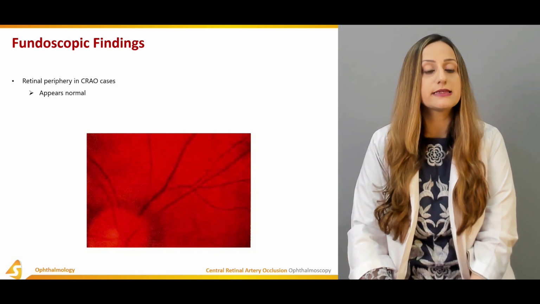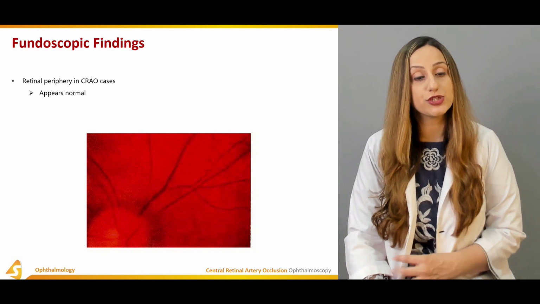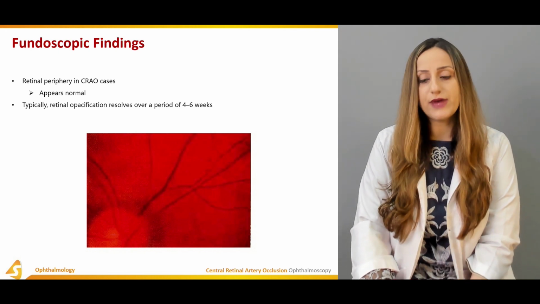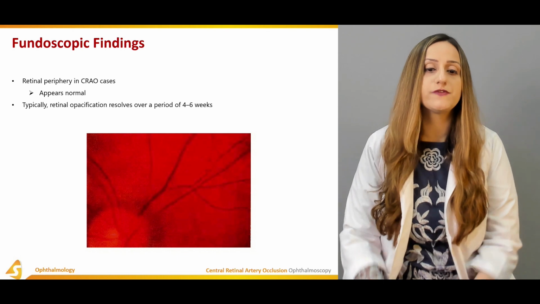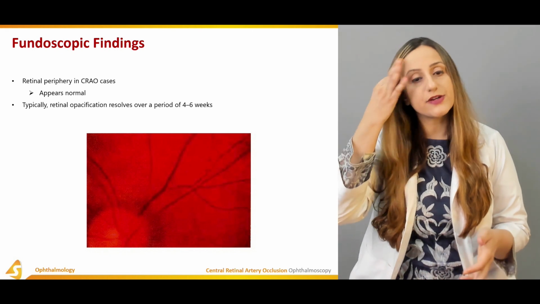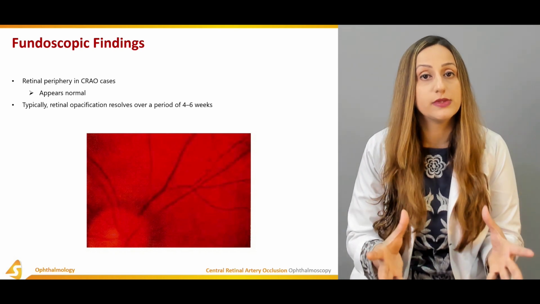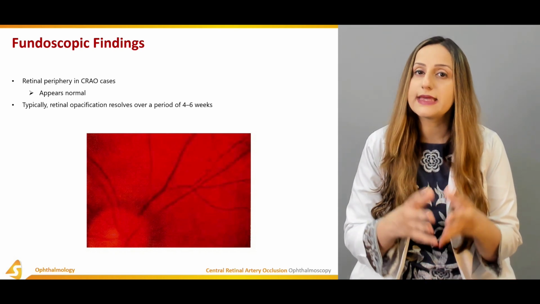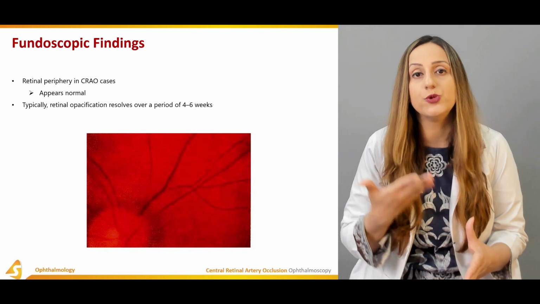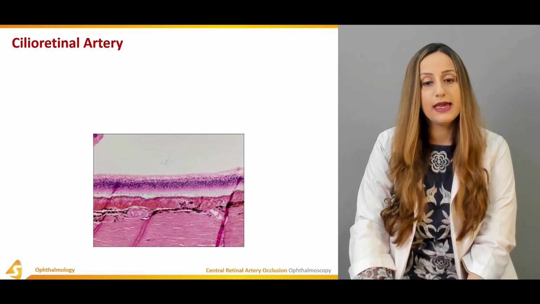The fundoscopic findings that would be seen: the retinal periphery in the central retinal artery occlusion cases appears basically normal in a lot of cases. Typically, the retinal opacification that is seen resolves over a period of 4 to 6 weeks in these patients. So this is again very important, that usually the periphery is going to appear of a normal intensity, and when we look at the center of the retina, there is going to be the appearance of abnormal neovascularization and the cotton wool appearances, or the cherry red spots that are seen particularly in these cases.